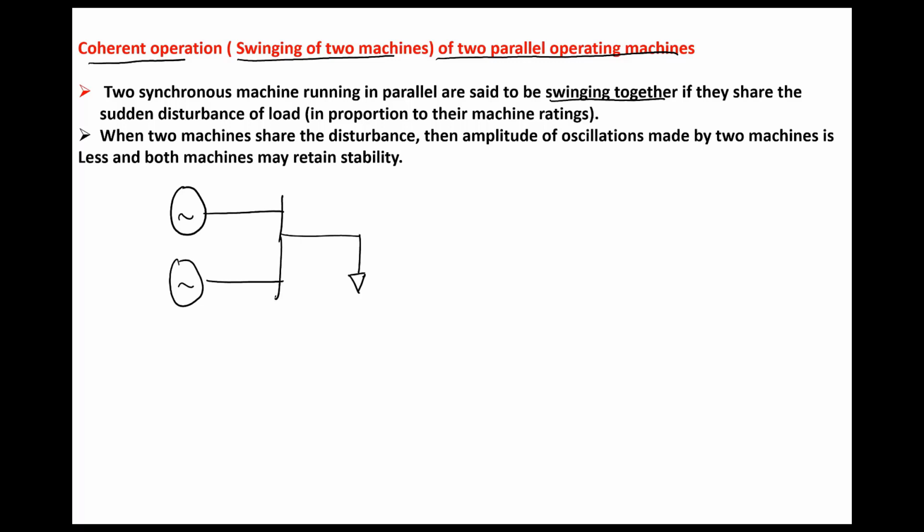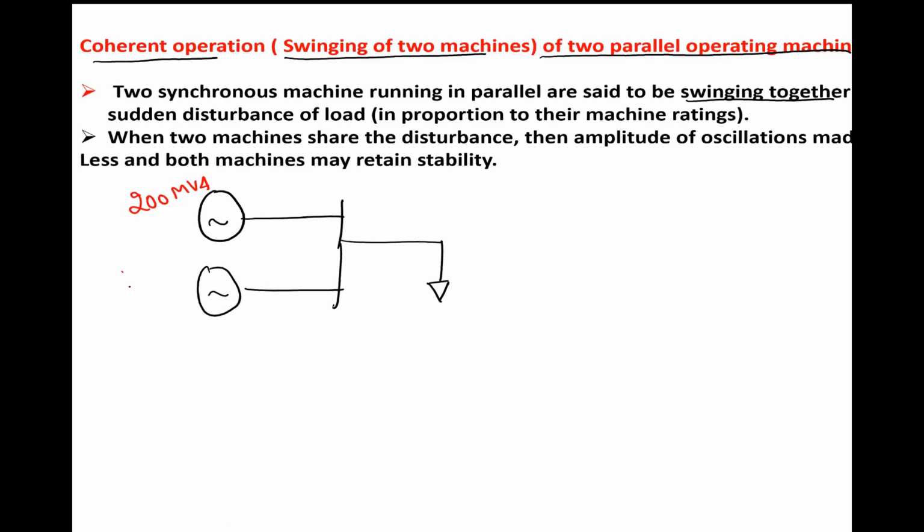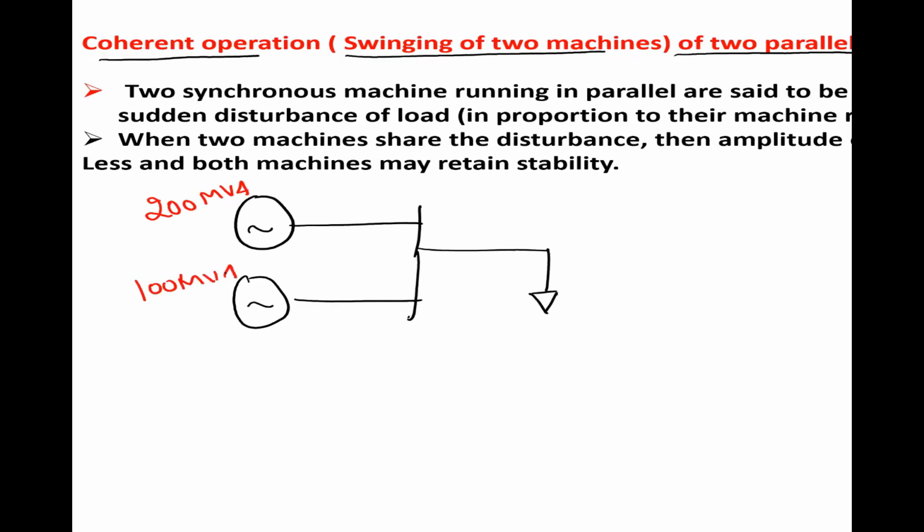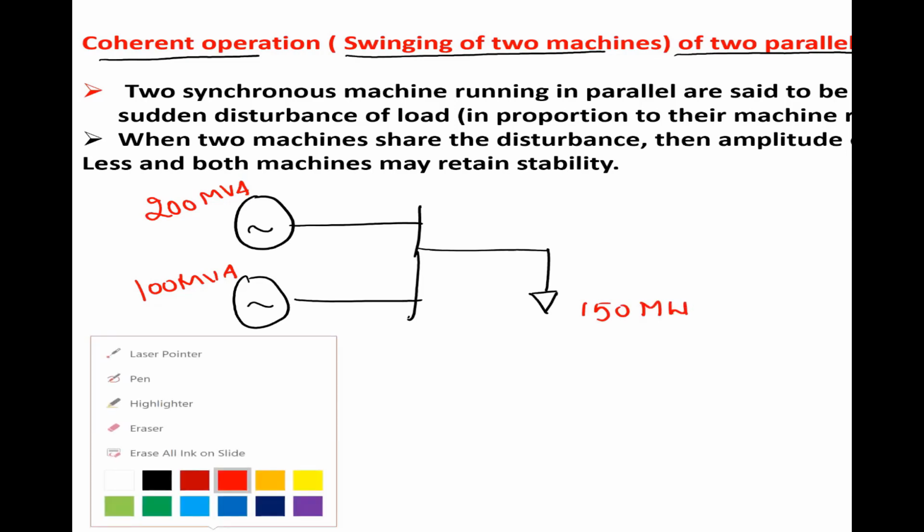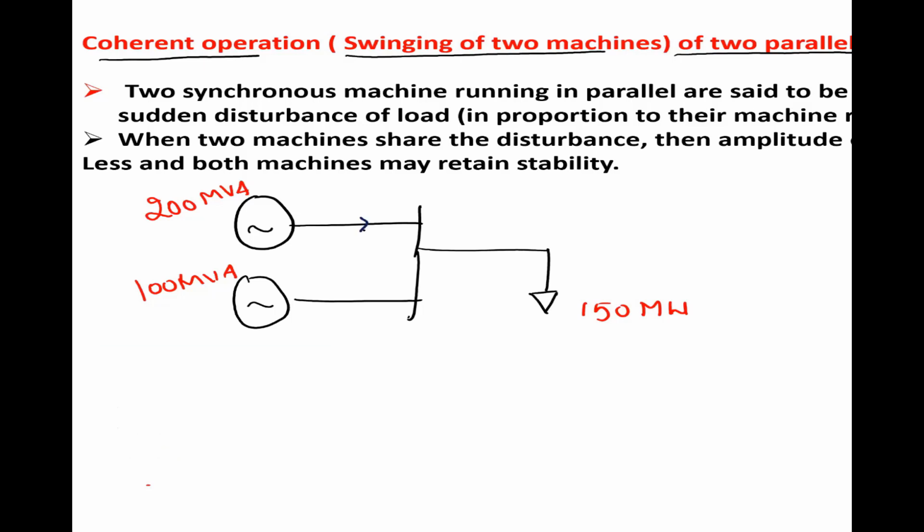For understanding this, let us assume there are two machines running in parallel, meeting a certain load. Suppose the rating of this machine is 200 MVA and this is a 100 MVA machine. Let us assume they are supplying 150 megawatt. Initially this machine is supplying 100 megawatt and this machine is supplying 50 megawatt. Both machines are running fine, no issue.